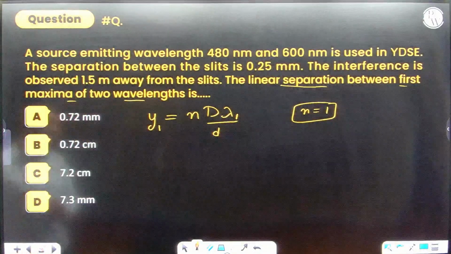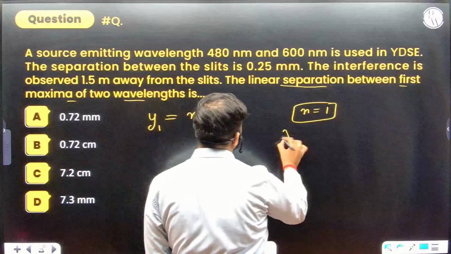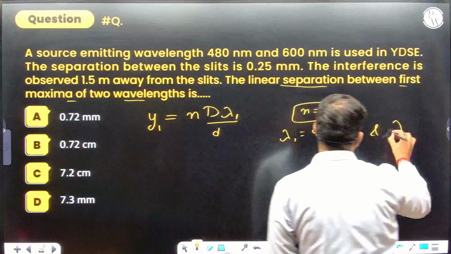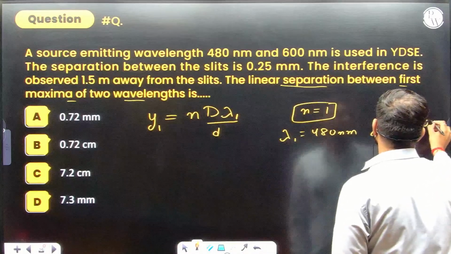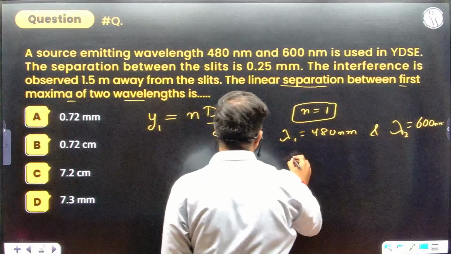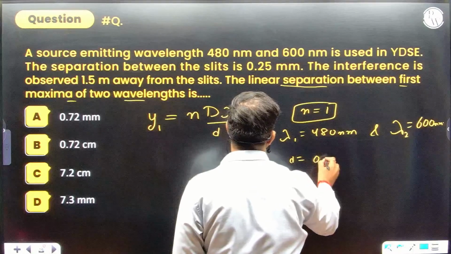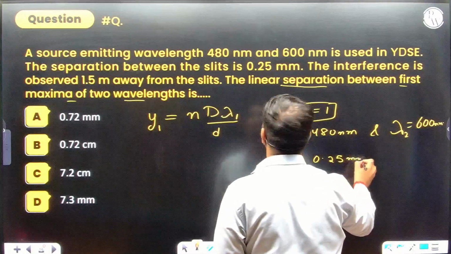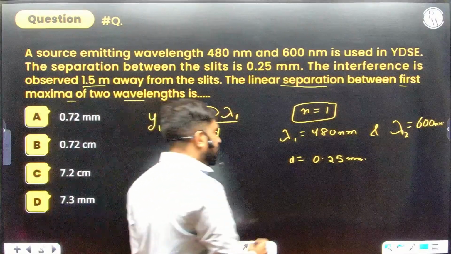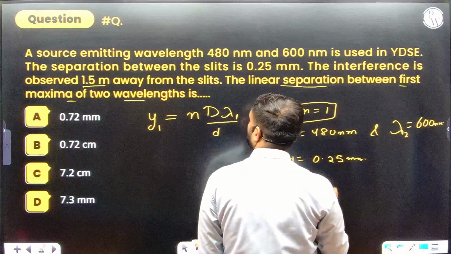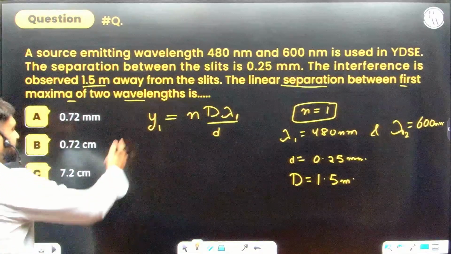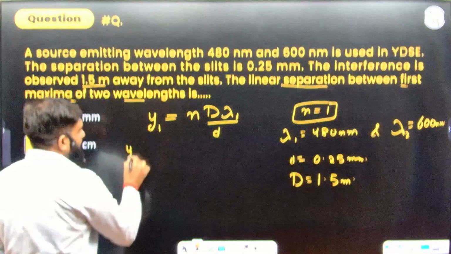Okay. So one of the wavelengths, lambda 1 here, is 480 nanometers, and the other wavelength, lambda 2 here, is 600 nanometers. The separation between the slits, that means small d, is given as 0.25 millimeters. They are saying interference is observed at 1.5 meters away. So capital D is 1.5 meters. And I think that we have gotten everything. So it's just the difference of these two, y2 minus y1.